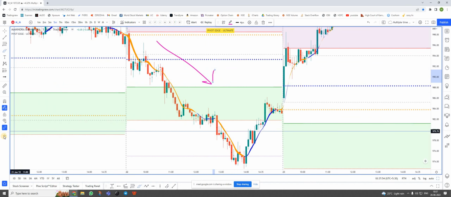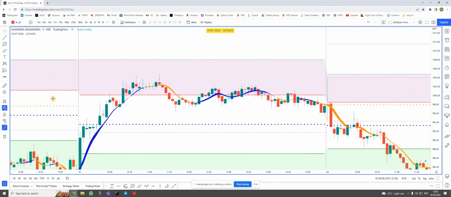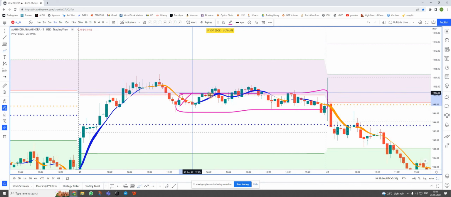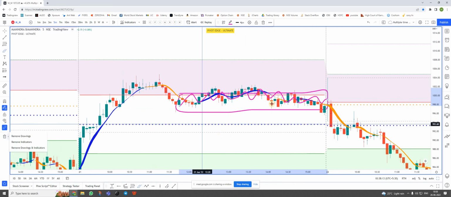We'll try to avoid trades whenever the ribbon is flat. It is not pointing up or pointing down. See, this zone is totally sideways. So whenever it is sideways, we will try to avoid taking any trade. So that is the logic.